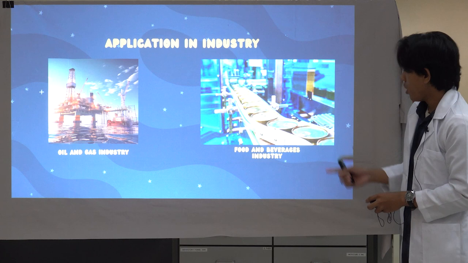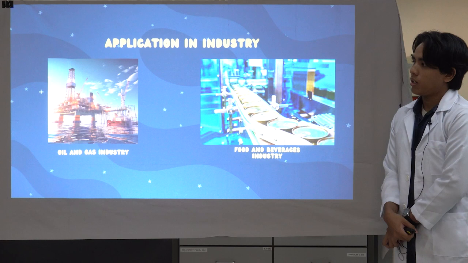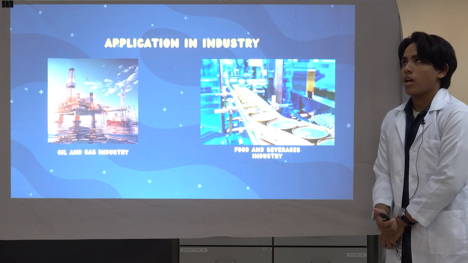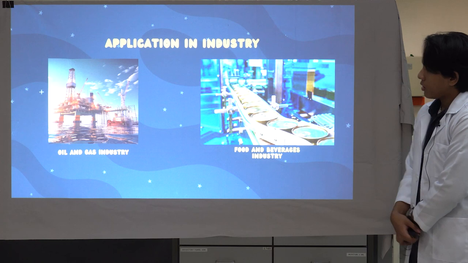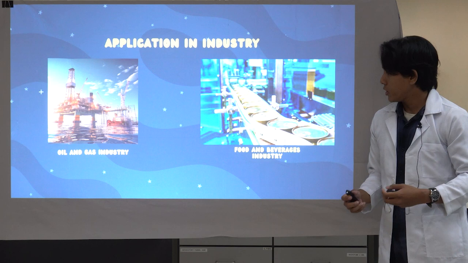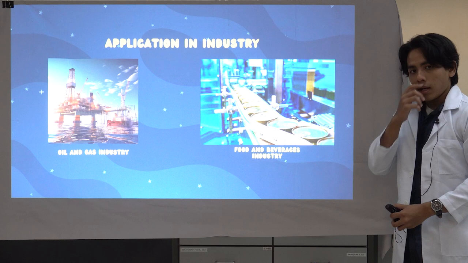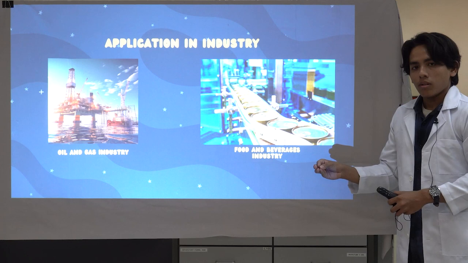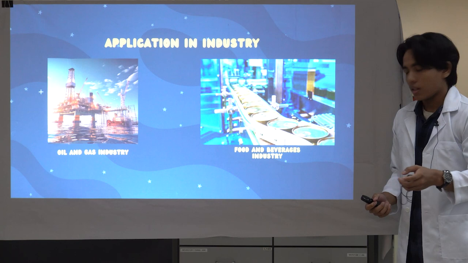For the food and beverages industry, liquid extraction is used to extract the essential oils from spices, fruits and other natural things, and they also use the same procedure as in oil and gas. The procedure we did in the experiment is that we put the solvent into the mixture, and then the solvent does the job, fully extracting the essential oils and the other things, and you can separate it. You can extract it.